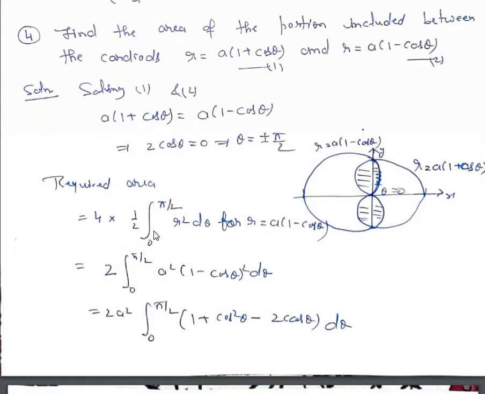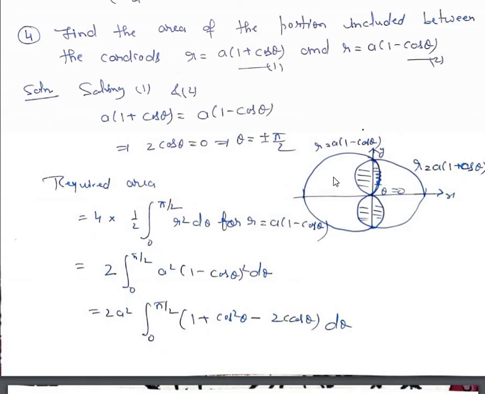Let's take the fourth example. Find the area of the portion included between the cardioids r is equal to a into 1 plus cos theta and r is equal to a into 1 minus cos theta.